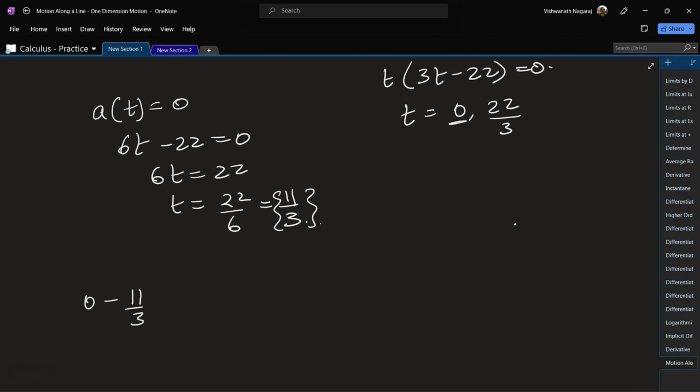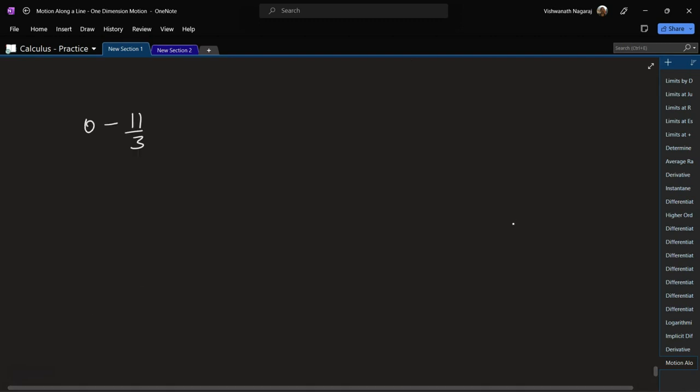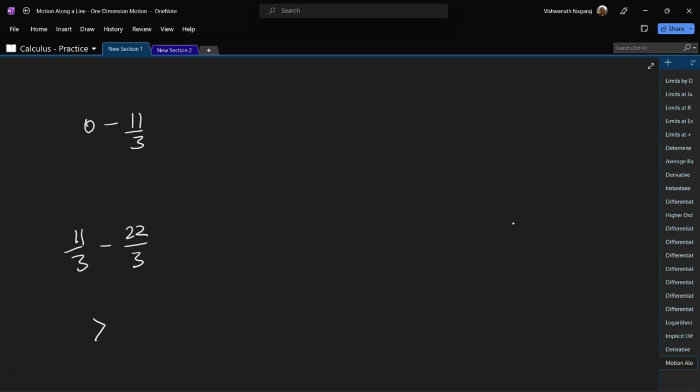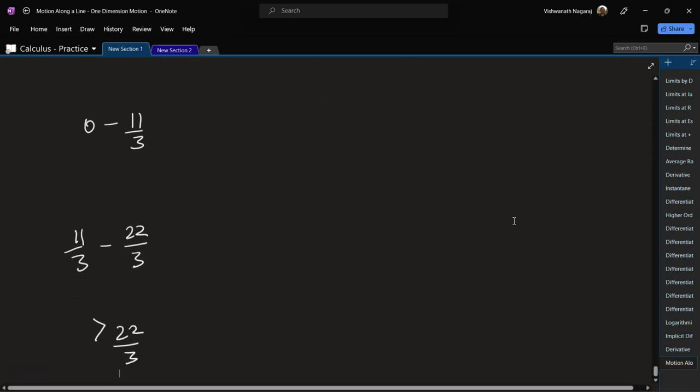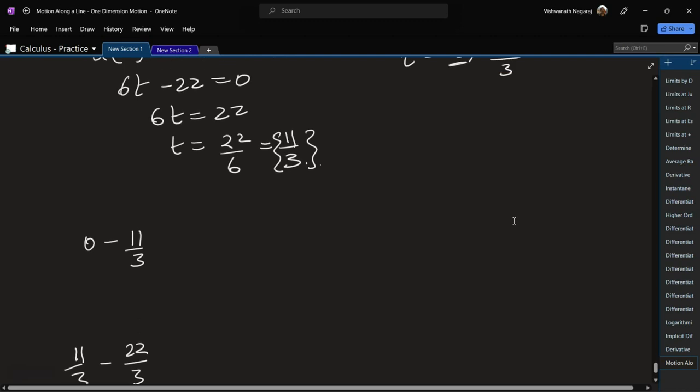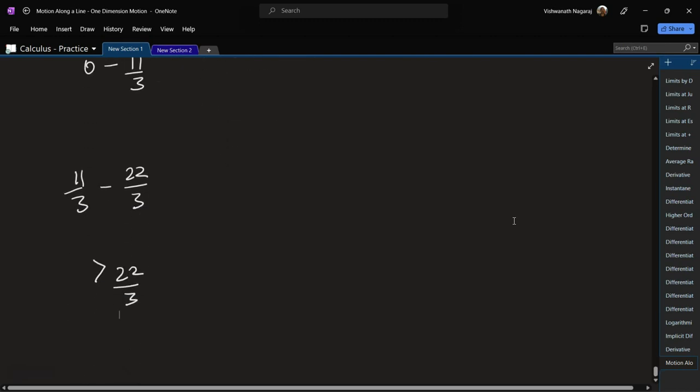3 times 3 is 9, so 3 point something. Here it is 7 point something. Okay. So 0 to 11 by 3, then 11 by 3 to 22 by 3, and then greater than 22 by 3. So these are the intervals. It's better to write it down because sometimes what happens is the last one we will miss out.